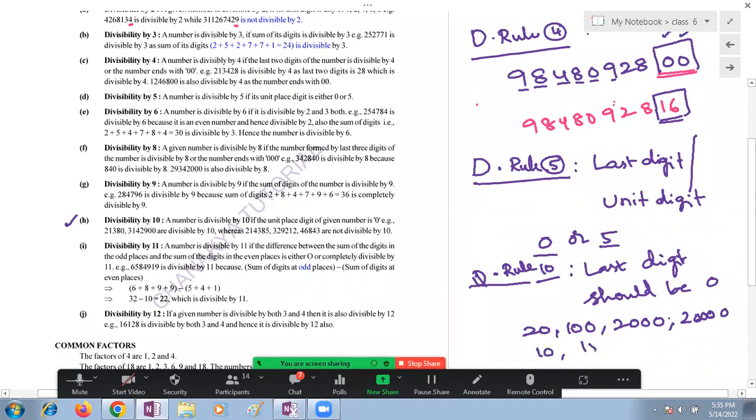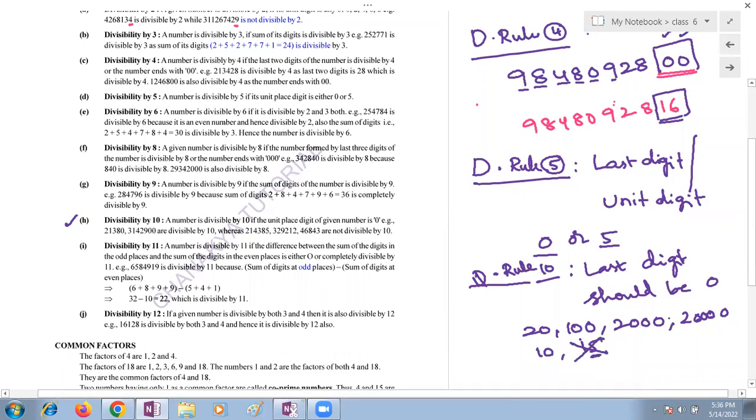Is 15 divisible by 10? No, ma'am. Why so? Because it doesn't end with 0. Very good. Divisibility rule 5 and rule 10 are very similar, children. Rule 5 is the last digit should be either 0 or 5, and rule 10 is the last digit should be only 0. Then we can say the given number is divisible by 10.